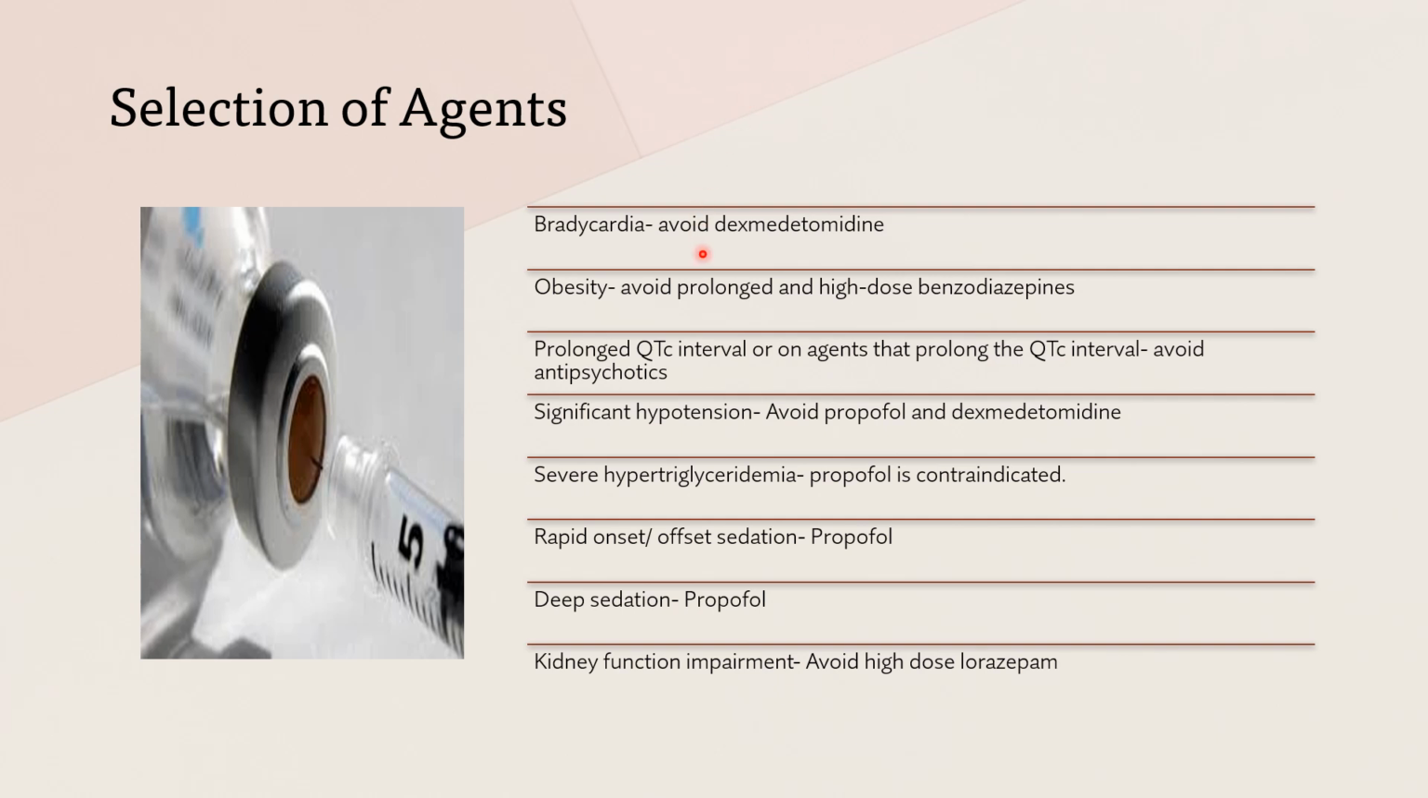For patients with bradycardia, dexmedetomidine is generally avoided since bradycardia is a common side effect of this agent. For patients with obesity, prolonged and high-dose benzodiazepines are often avoided since metabolites accumulate in adipose tissue, prolonging sedation and increasing length of stay and mechanical ventilation. For patients with a prolonged QTc interval, or on an agent that prolongs the QTc interval, antipsychotics are avoided to decrease the risk of ventricular arrhythmia. For patients with significant hypotension, propofol and dexmedetomidine are often avoided or dosing limited, since hypotension is a common adverse effect of these agents.